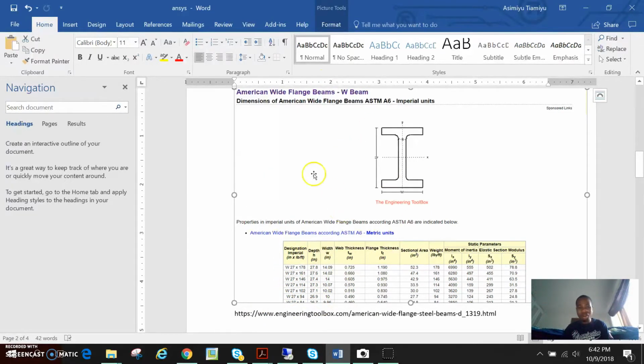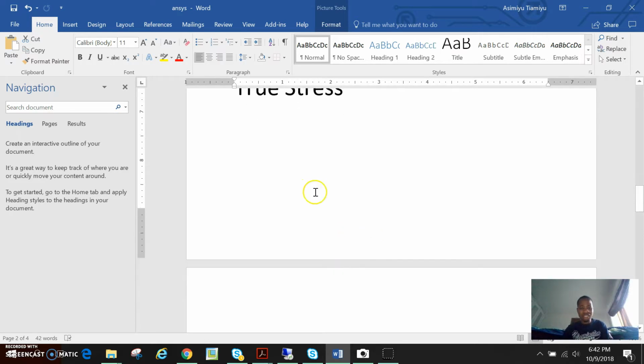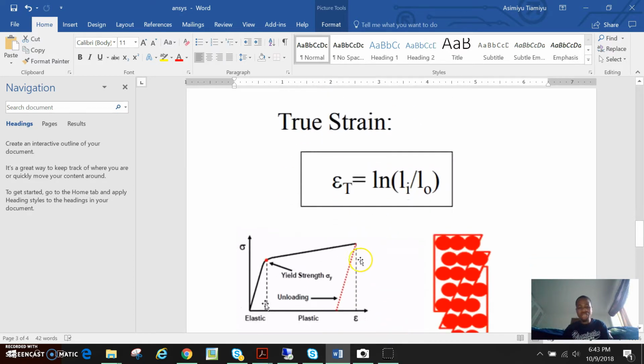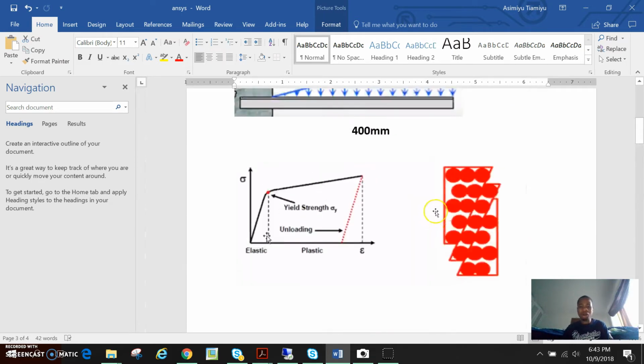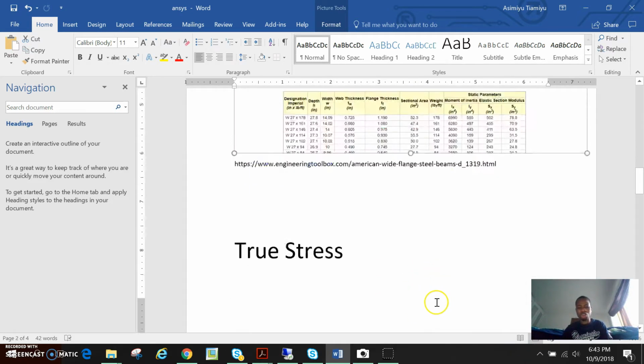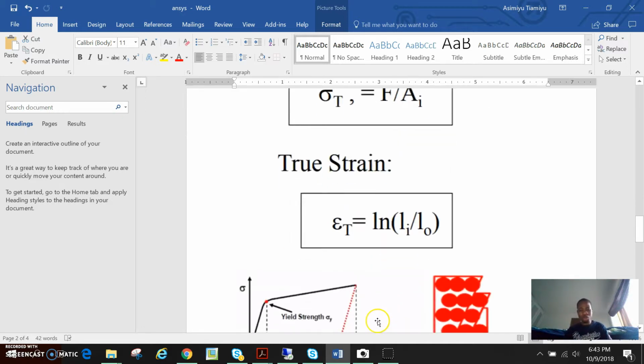So I got this data from this site, engineeringtoolbox.com, American wide flange steel beam. I got this information from this site. So the true stress is the same thing as this equation, and the true strain is the same thing as this equation. So this equation and the equation that I showed you earlier on are the same thing, but we just need to do some proving before we can get this equation from this equation. We just need to substitute some relationship parameter before we can get to the equation up there. So they are the same thing.